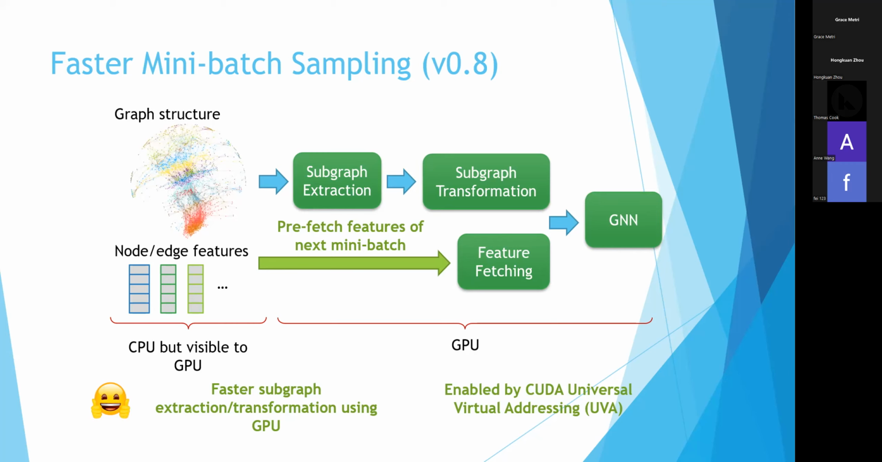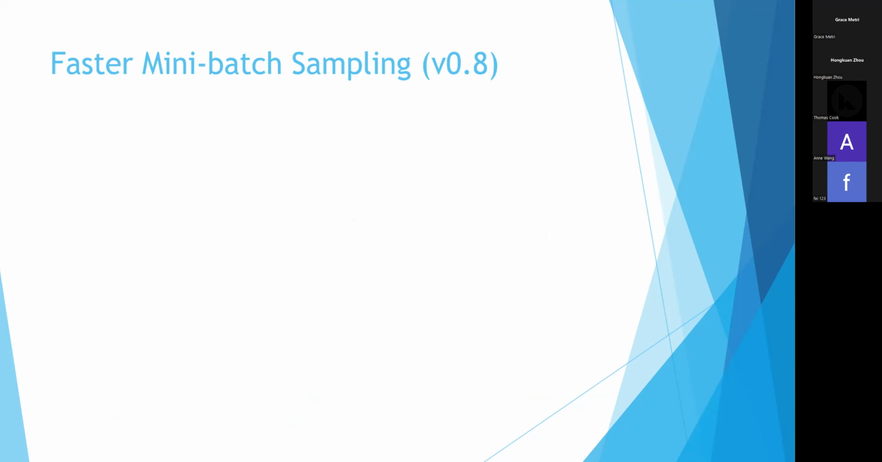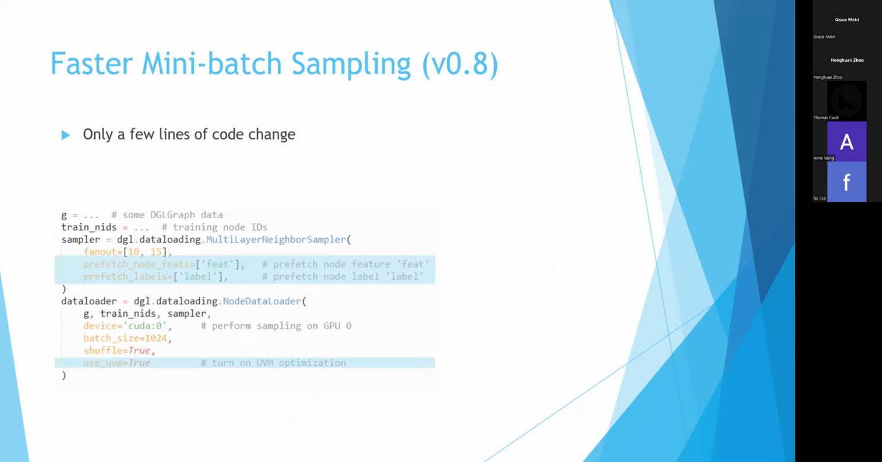As I mentioned before, when we deliver a feature, we don't want to only say this is very fast. We also want to make sure that the usability is good. So in 0.9, if you want to enable this fancy new optimization, it's actually quite easy. It's only a few lines of code change. You can see here a demo code.